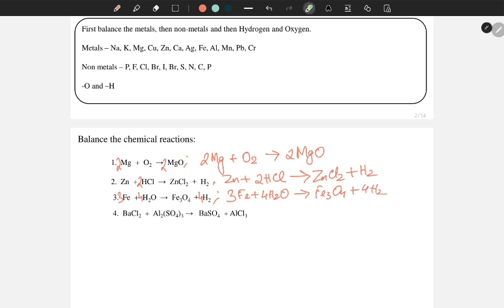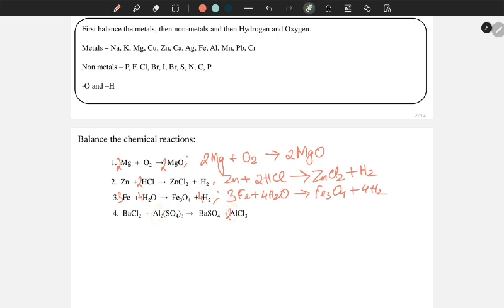Then let's come to the fourth point. Here barium is 1, here also barium is 1. Now let's come to the aluminum. We have to first balance the metal, so I will go to the aluminum part. Aluminum here is 2, here aluminum is 2, but here aluminum is 1, so we have to add 2 here.